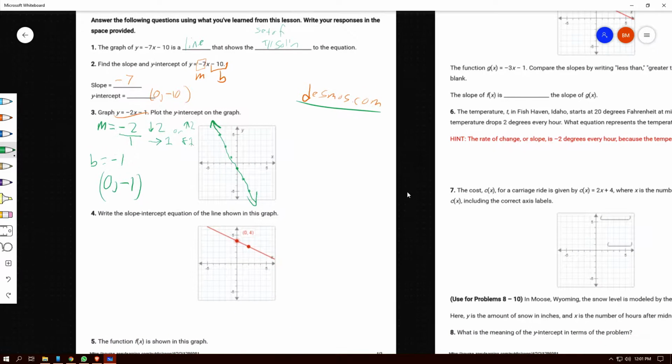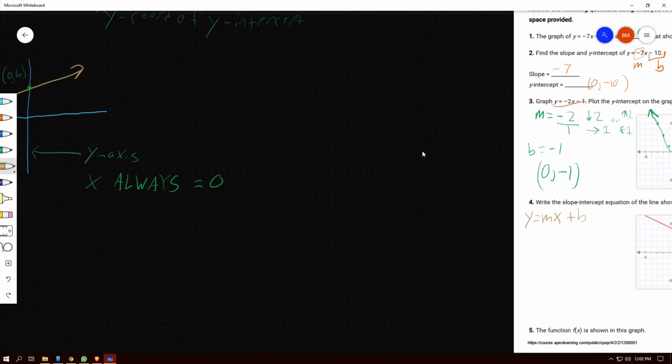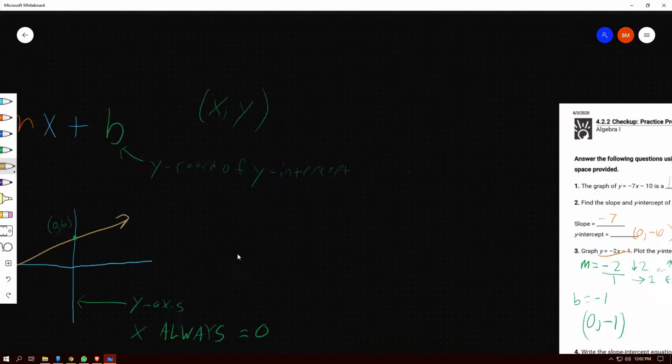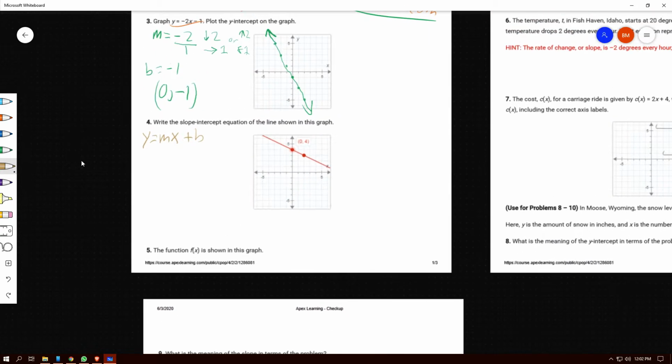Now they want us to write the slope-intercept equation. The first thing I'm going to do is write my slope-intercept equation, which is y equals mx plus b. If I go back to my example over here, the only pieces that I'm changing are the m and the b. That's it. So if I rewrite this, I'm going to have y equals a blank x plus blank. That's where my m goes, and that's where my b goes.